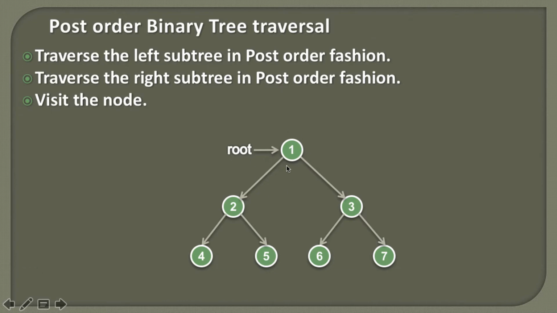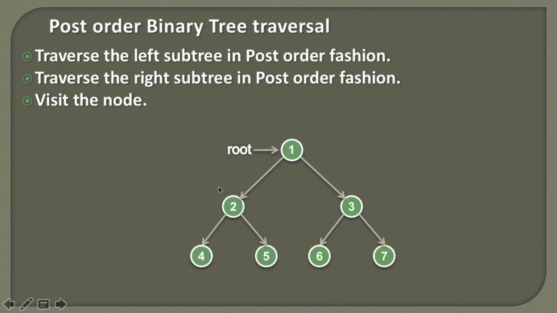So what actually we do is, in order to visit this particular node, first we visit its left subtree completely, then we visit its right subtree completely, and then we visit the node. So here if we want to visit the node 1, then we have to first visit its left subtree completely, and then its right subtree completely, and then we can visit the node. And these three steps are applied over each and every node.